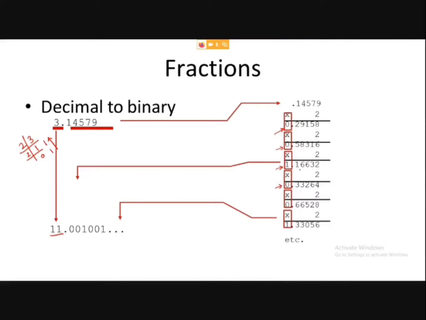You have to remember that whenever I am multiplying by 2, I am multiplying only this fractional part. This 1 is not participating in the multiplication. That we have to remember. And if you continue like this, I am getting 001, 001. So you should be able to convert a minimum of 3 decimal places. So this is your decimal to binary conversion.